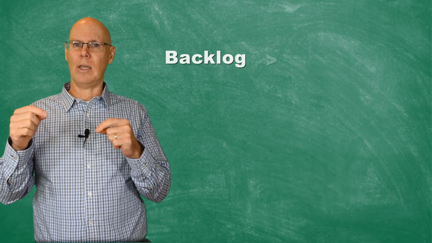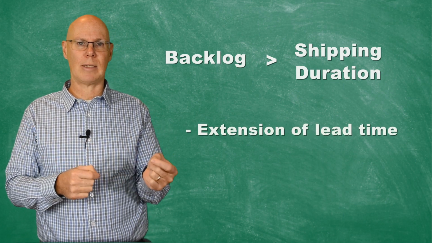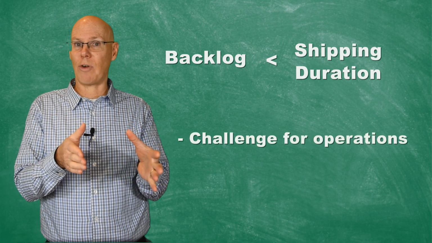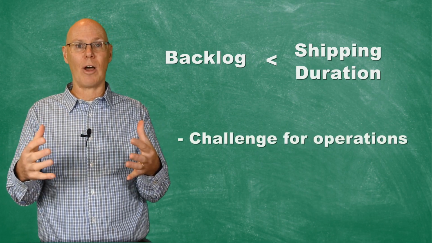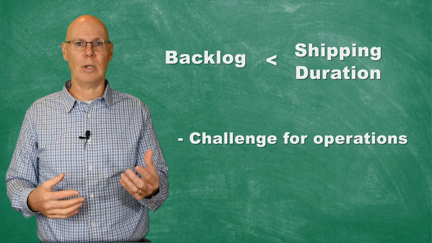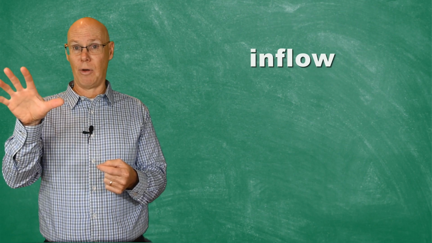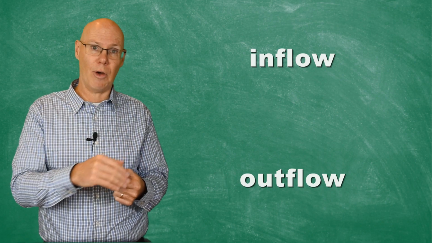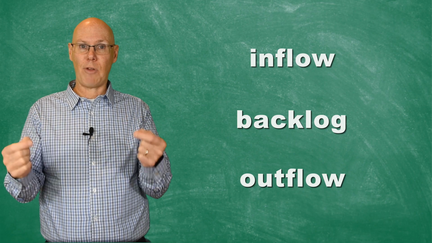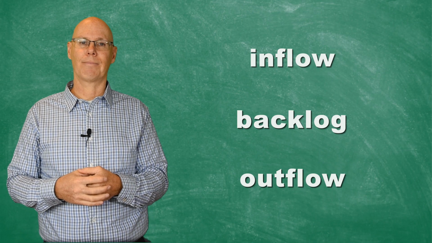If the backlog is greater than about 2 weeks of planned shipping, then your lead time may actually be extending. If your backlog is less than 2 weeks, this may represent a challenge for operations, as they may not have enough backlog in front of them to manage staffing, material procurement, material movement, and production. This means that you should be tracking your bookings, or your order inflow, your shipments, or your order outflow, and the backlog, which is the float between the inflow and the outflow. This float should correspond roughly to the published lead time.